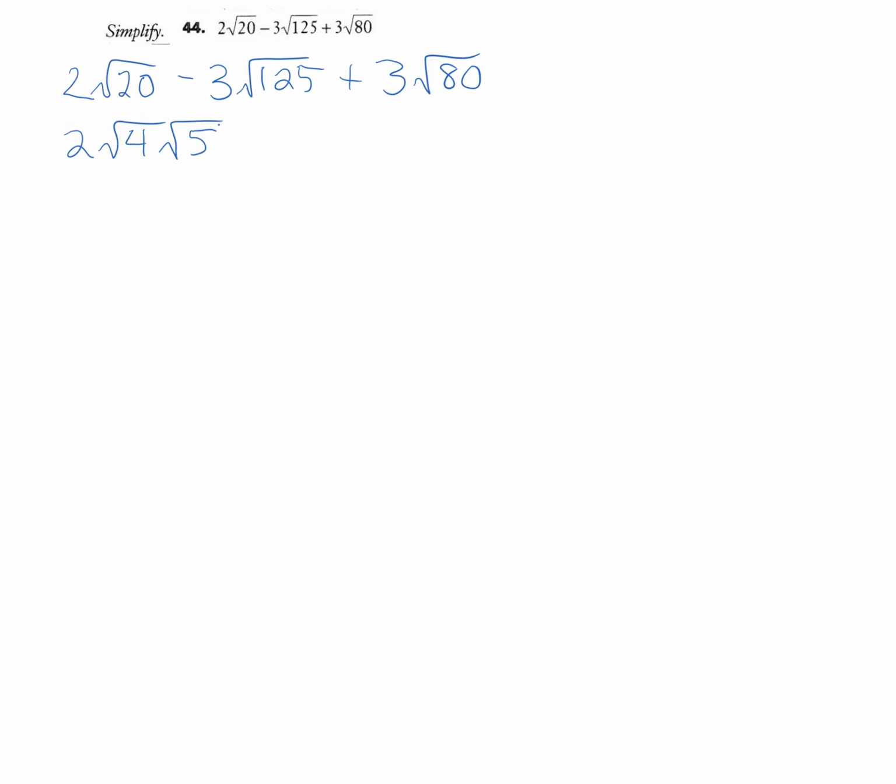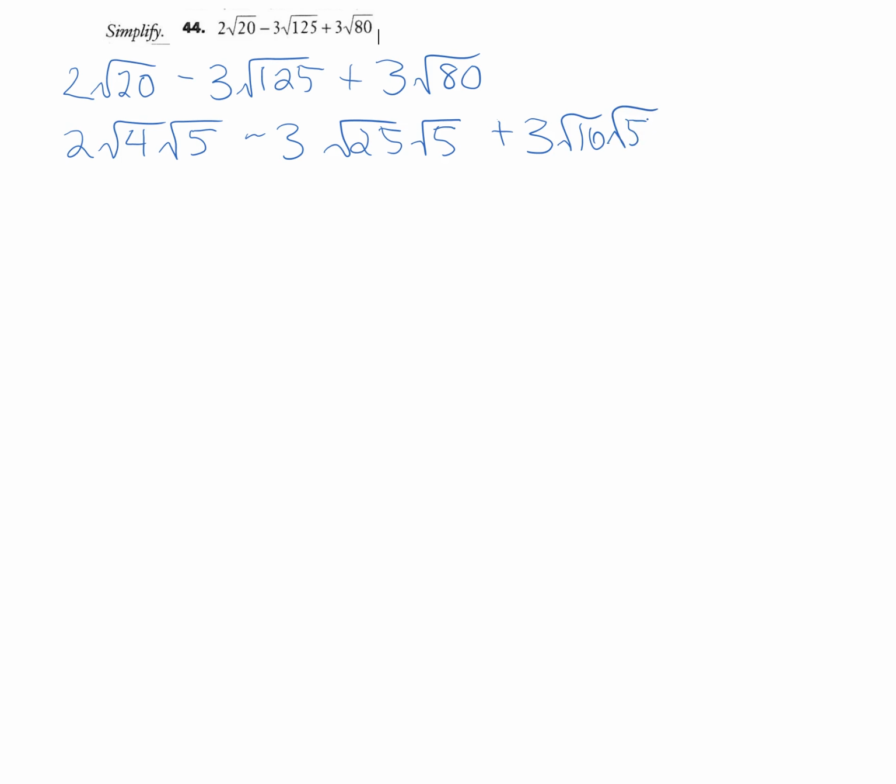So let's do this for the other terms as well. Second term, I get minus 3 times the square root of 125, which I'm going to break up into the square root of 25 times the square root of 5, because 25 times 5 is 125. Last term, we get 3 times the square root of 16 times the square root of 5.